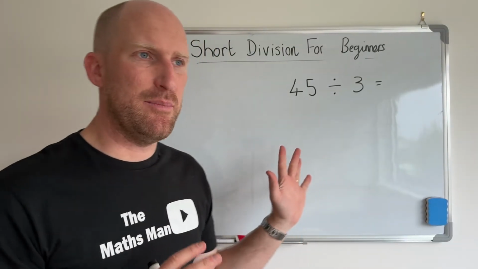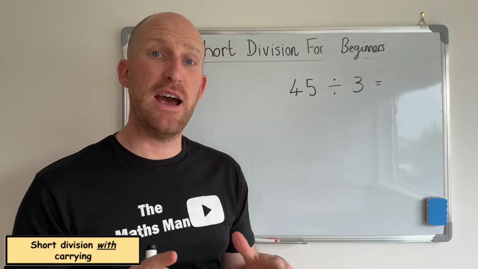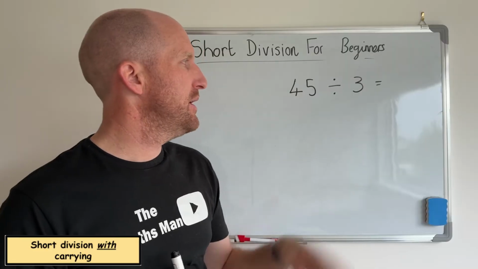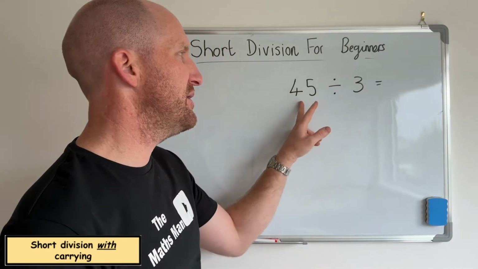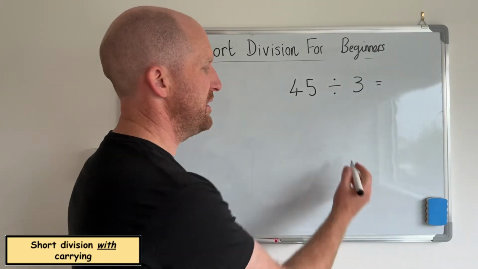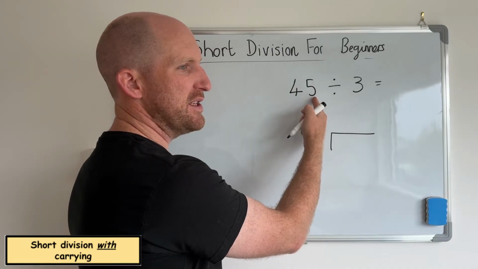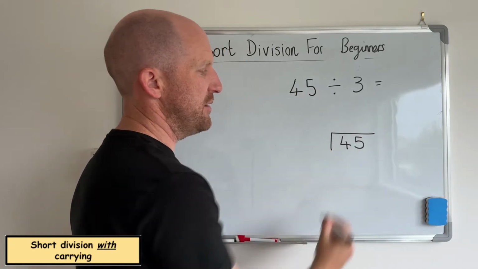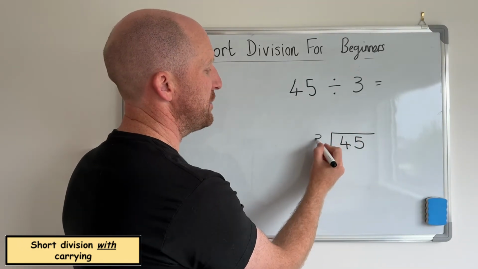In that first example, that's about as simple as short division gets because there was nothing to carry. But in this next example, there will be something to carry. This is what the question looks like before I put it into the short division method: 45 divided by 3. I'm going to start by drawing my bus stop. I'm going to write the biggest number, the number that we are dividing, inside the bus stop, and the dividing number on the outside of the bus stop.